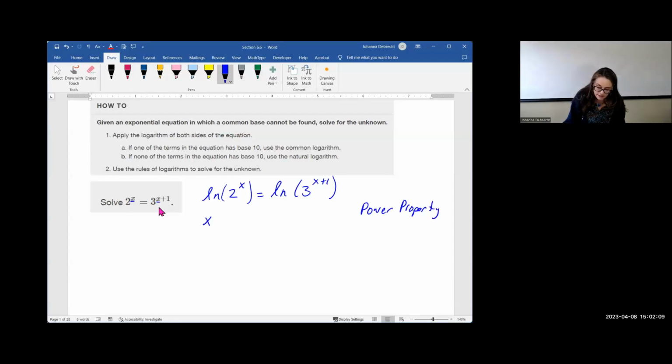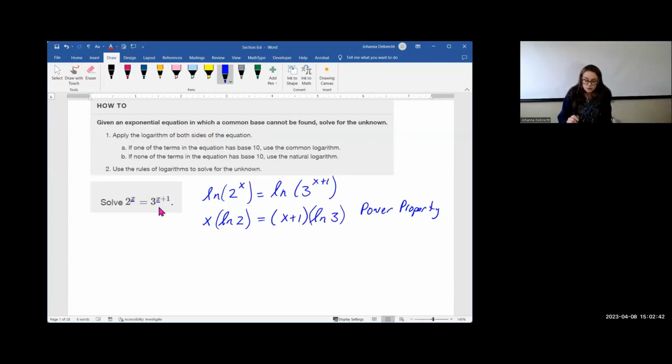It pulls the x to the front, and I have natural log of 2. Now remember, natural log of 2 is one number. All of that represents the power on e to get the number 2 as the answer. On the right-hand side, the power is the grouped factor x plus 1, so it needs to go in parentheses, and then it gets multiplied by the natural log of 3.